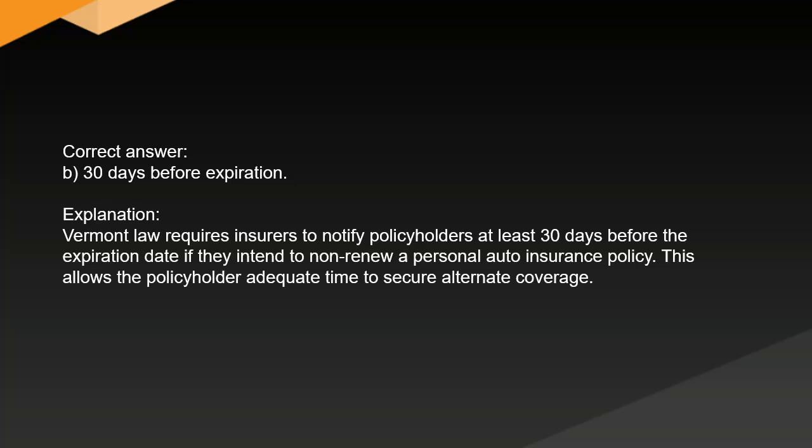Explanation. Vermont law requires insurers to notify policyholders at least 30 days before the expiration date if they intend to non-renew a personal auto insurance policy. This allows the policyholder adequate time to secure alternate coverage.